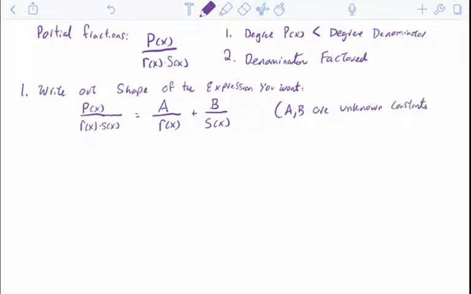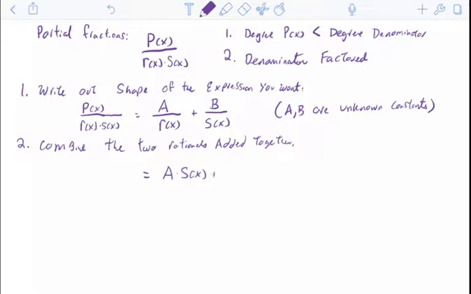A and b are unknown constants. Then 2, combine the two rationals added together. You know how to add rational expressions. You treat a and b like constants, and you just get a times r of x plus b times r of x, divided by... no, not b.